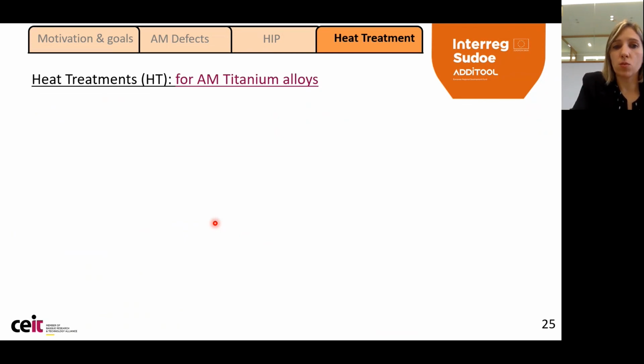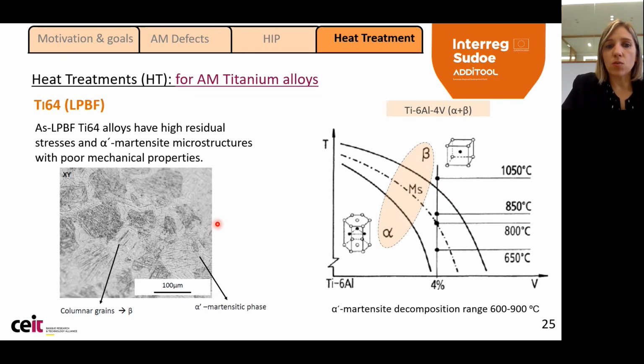Changing the type of alloy: nickel-based superalloys can be used for applications such as aeronautics, and titanium alloys as well, but here we can also have other applications such as biomedical applications. But for these materials as well, when we process them by fusion-based additive manufacturing, we obtain a microstructure which is not ideal. In the case of the titanium 6-4 alloy, what we obtain after LPBF is a martensitic phase, alpha prime martensitic phase, which is very brittle, and therefore the fatigue life is also very poor for this material.